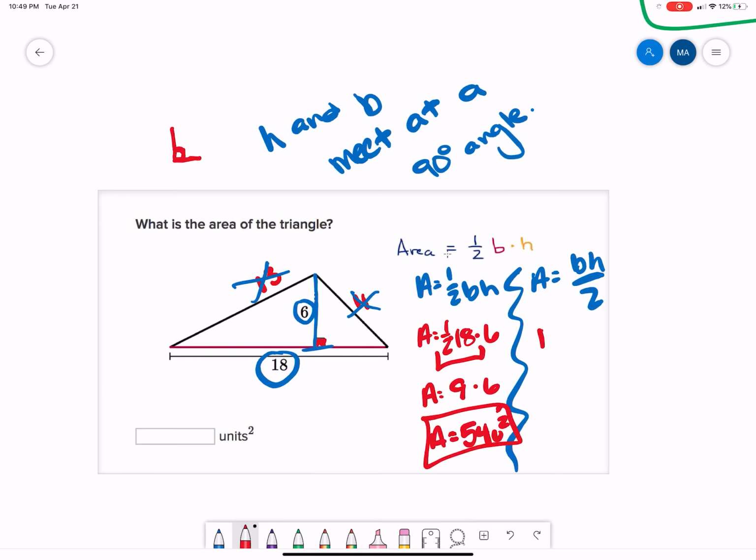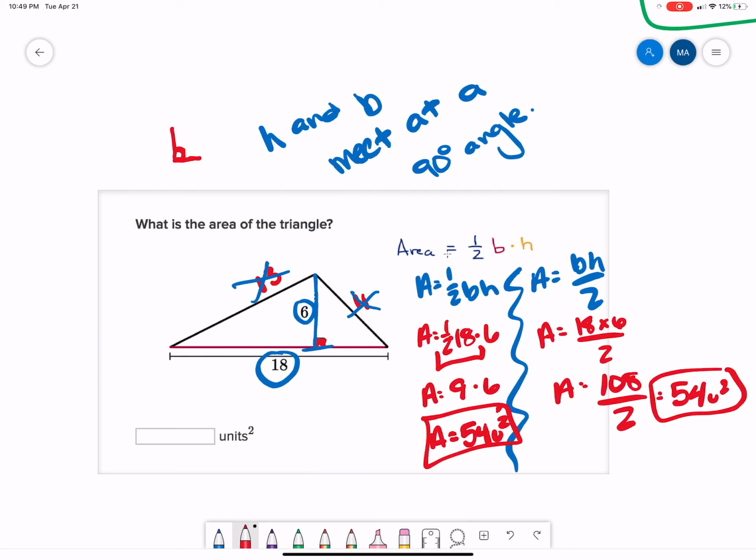So over here, you get 18 times 6 divided by 2. Well, 18 times 6 is 108. Divide by 2, you get the same answer of 54 units squared. Okay, so then I would go over here, type in 54 units.